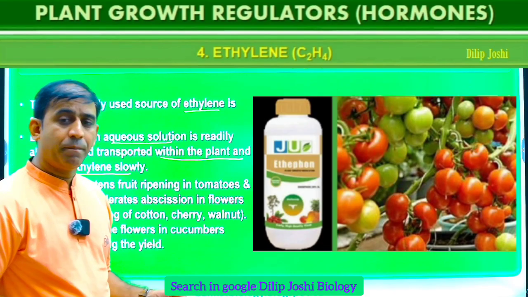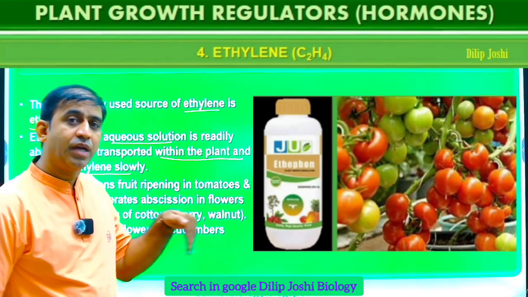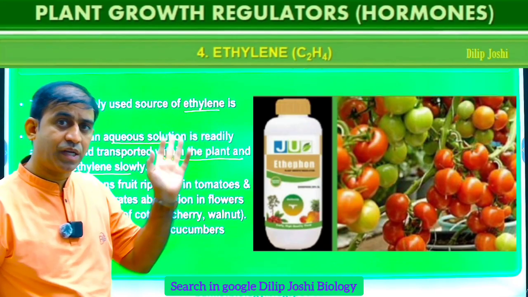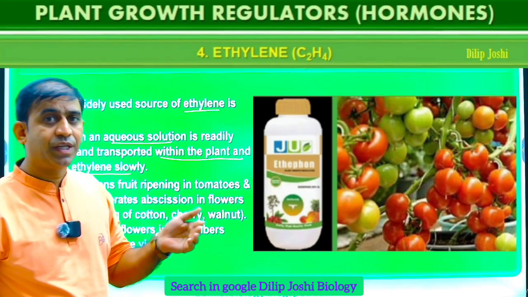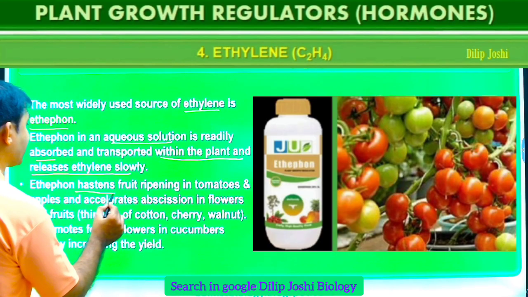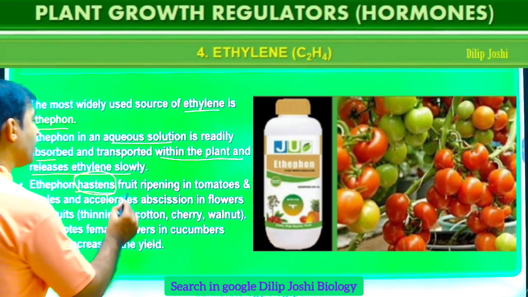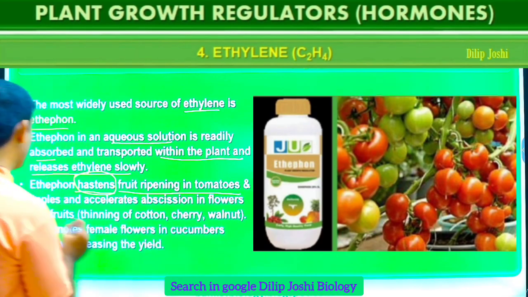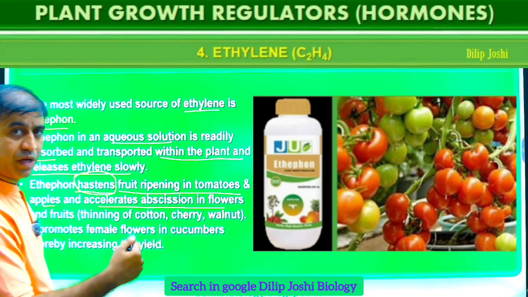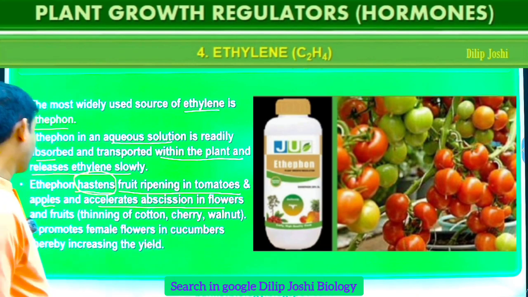What will happen, being in a gaseous state, this ethylene can transmit through the intercellular space because it can transfer through air as well. So that's why it can reach up to a long distance. Then it will hasten, का मतलब बोल चुका हूं मैं, speed up. It means speed up fruit ripening in tomatoes and apple, and accelerate abscission in the flower. We already saw it will increase abscission and senescence.